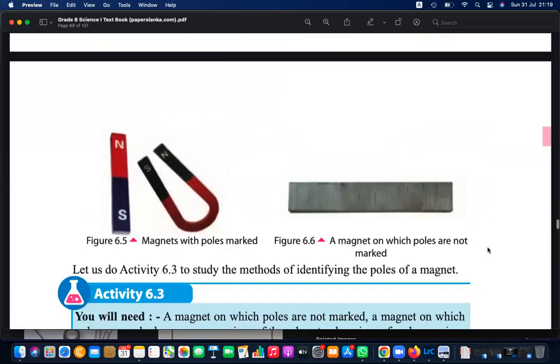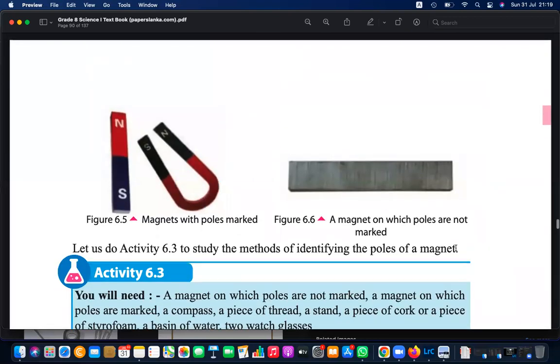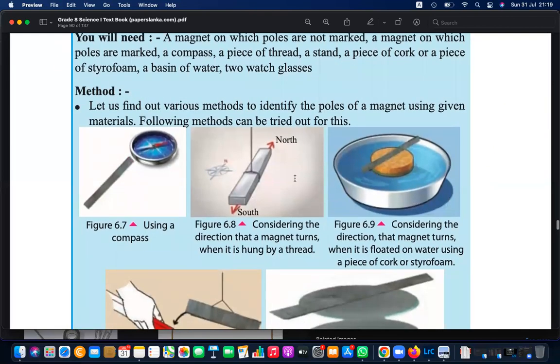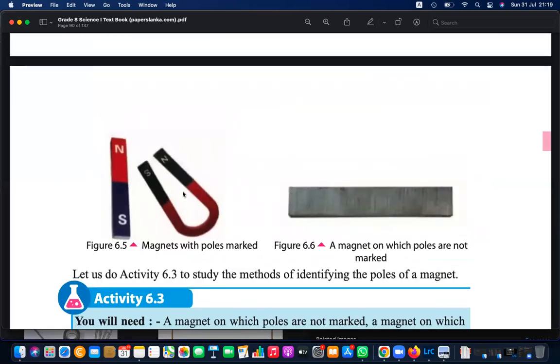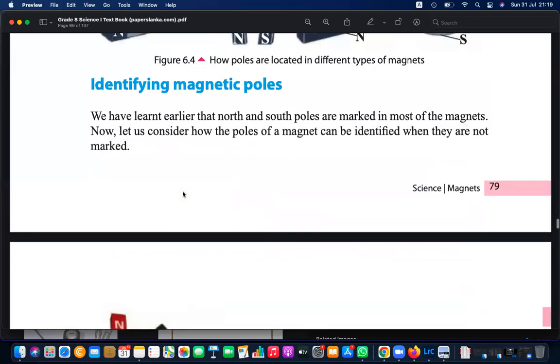Okay, pole marking: identifying the poles of a magnet without markings, and how to mark a magnet with poles. You can see this is the practical I mentioned. I think I saw this practical in the scholarship book or somewhere, that is why I asked whether you completed this in the lower grades.